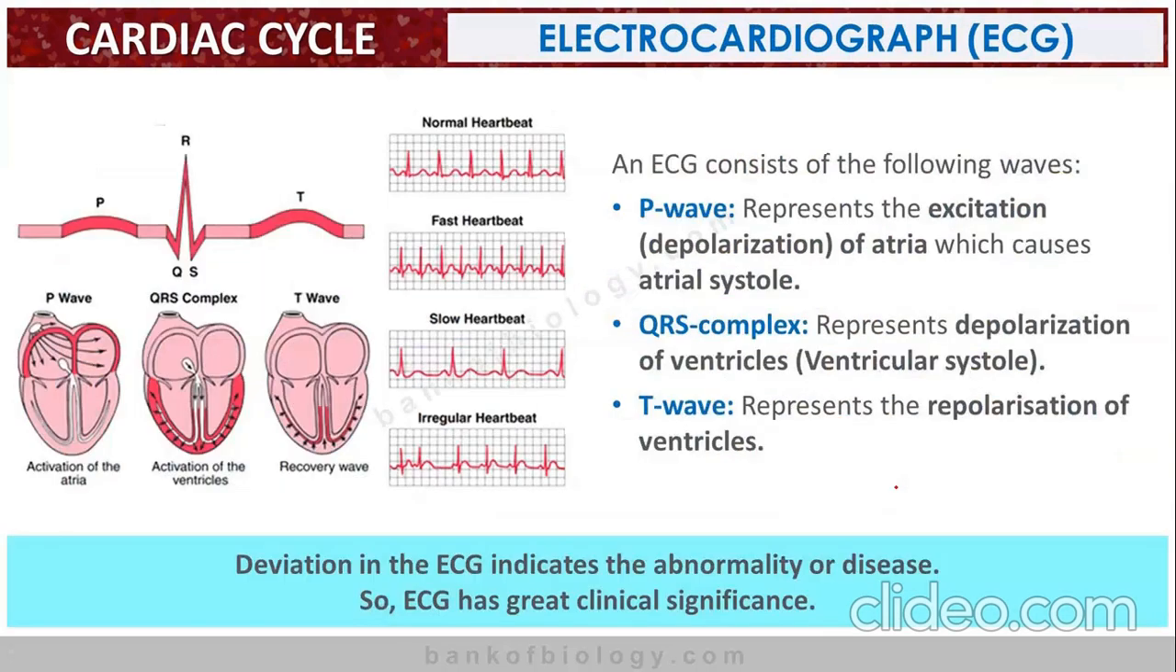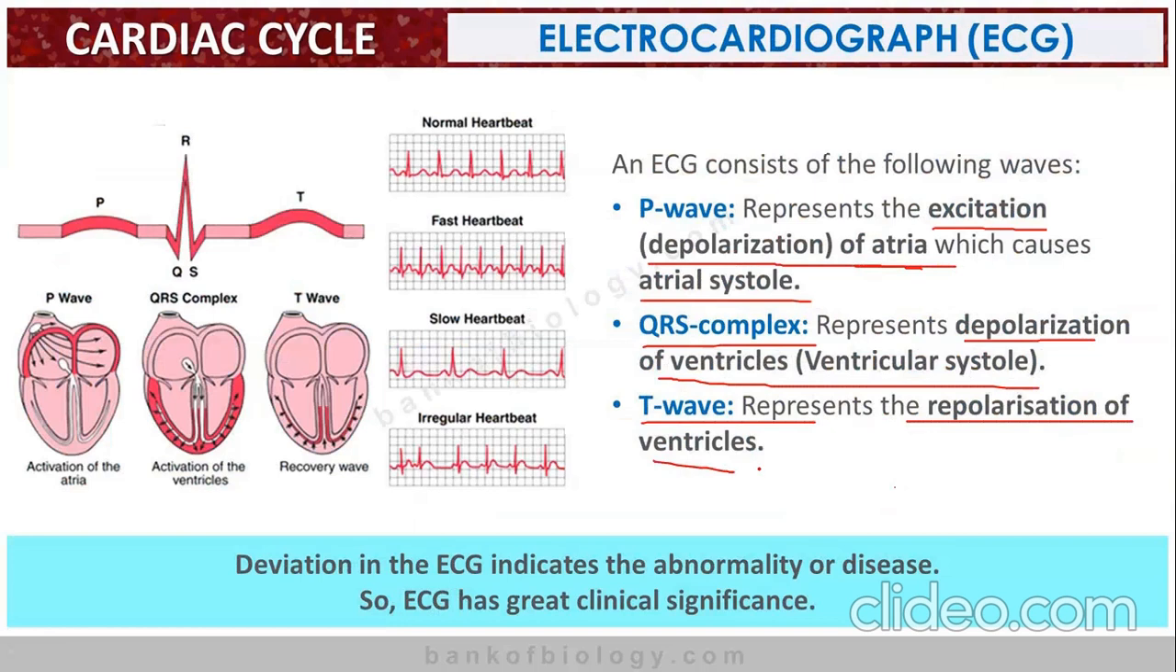An ECG will consist of the following indicators, which are called waves. The first one is called the P wave. The P wave represents the excitation or the depolarization of the atria, and this causes the atrial systole. There is the QRS complex, which represents the depolarization of the ventricles, or the ventricular systole. The T wave represents the repolarization of the ventricles. So P is depolarization, QRS complex is also depolarization, and the T wave alone is repolarization.